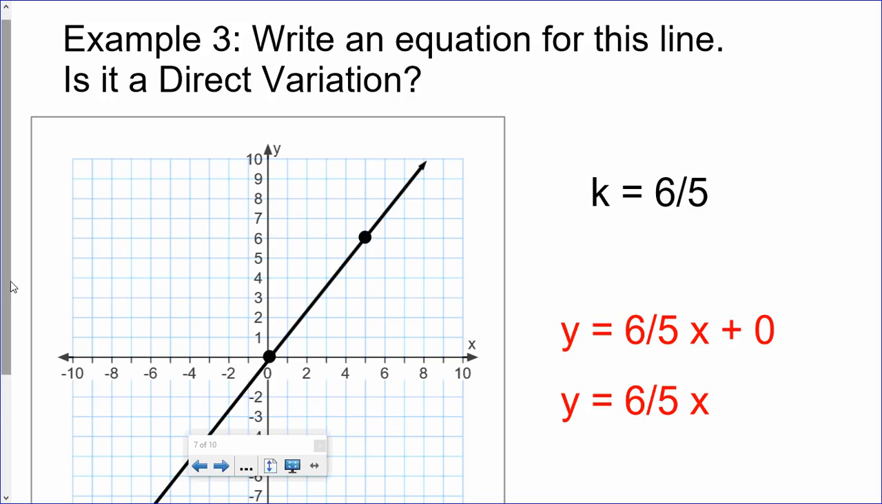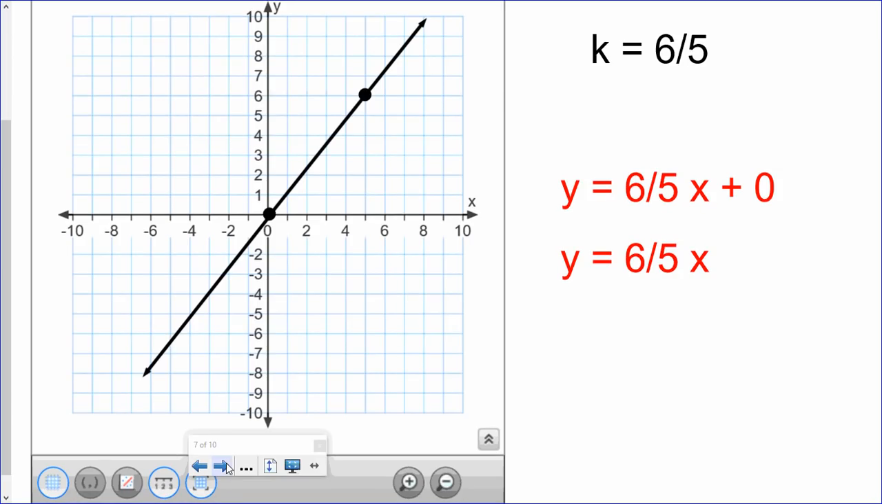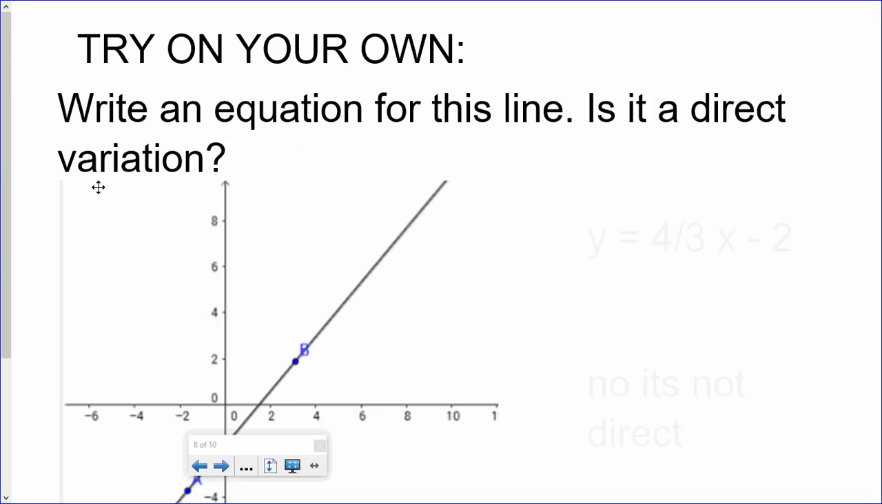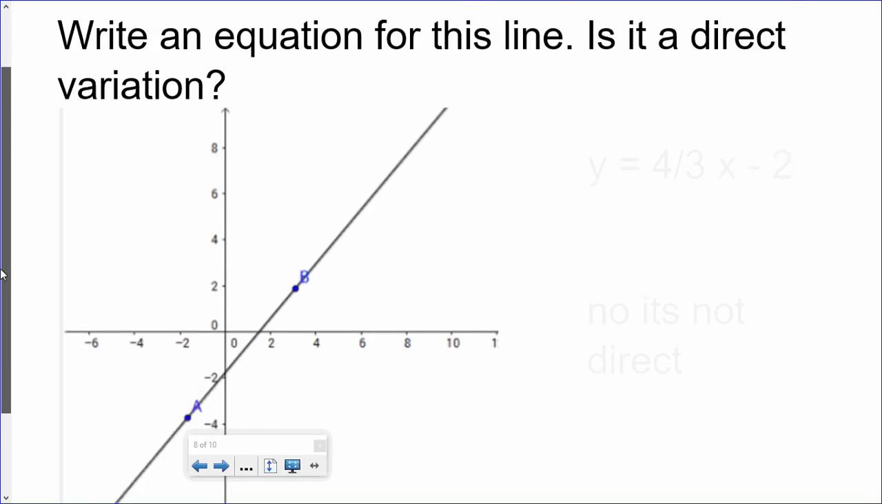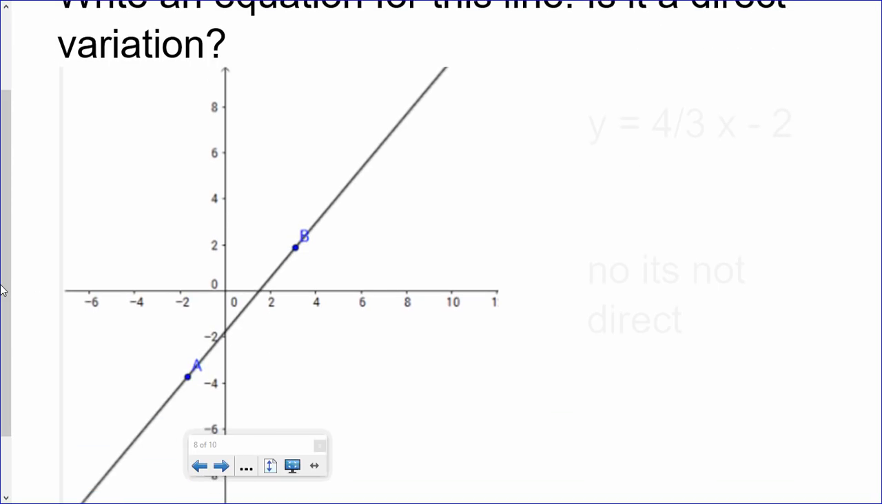Guess what you're going to do now? You're going to do one on your own. Yay. Write an equation for a line. Is it a direct variation? So, this one, you have to tell me what the equation is for a line. Regardless if it's direct or not, you should be able to write the equation, and then tell me if it's direct variation. You should be able to tell if this is direct variation just by looking at the graph. Okay? So give that one a try.